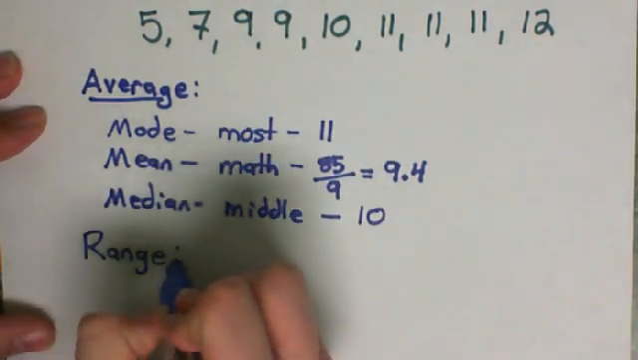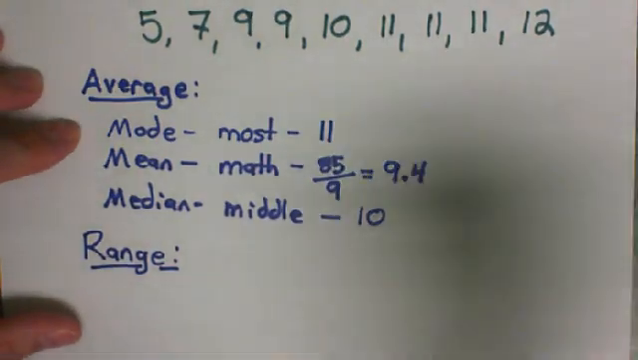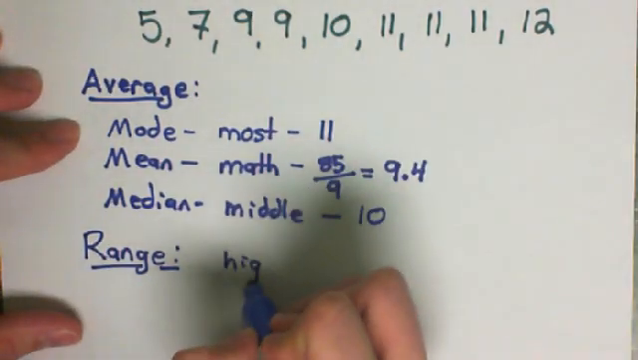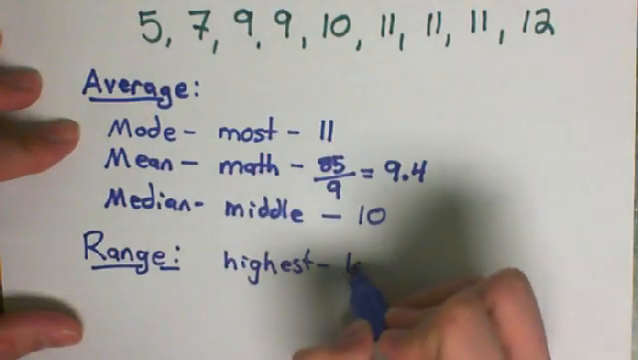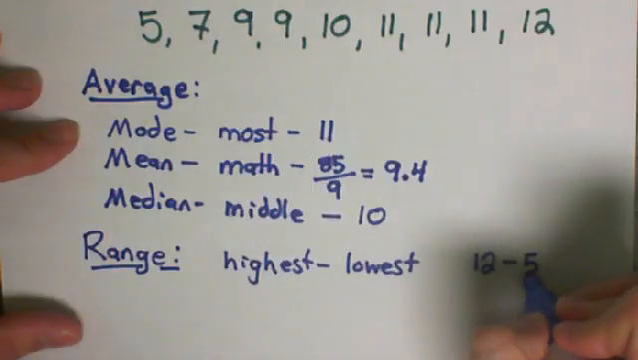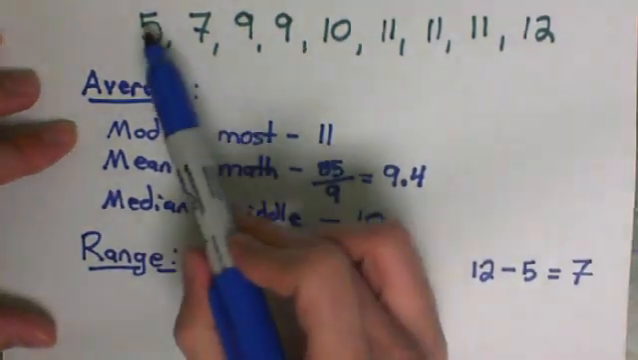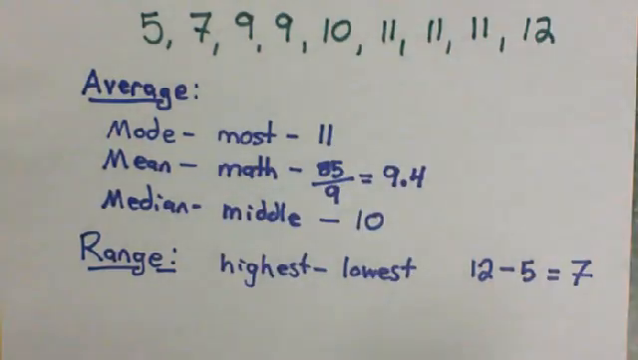Also, another way to look at this information is to talk about the range. The range is how far it is from the highest one to the lowest. So I'm going to take the highest number, and I'm going to subtract the lowest number from it. So that would be my 12 minus my 5, and that is going to leave me with 7. It's 7 from the lowest to the highest.